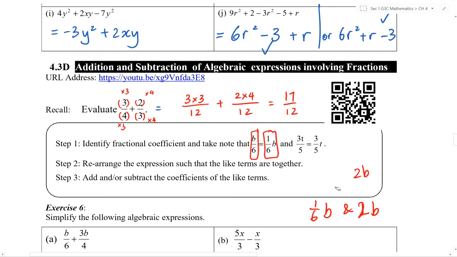Question. How will we rewrite a over 5? 1 over 5 times of a. Okay? Then everything else is the same already. Let's move on. Exercise 6.